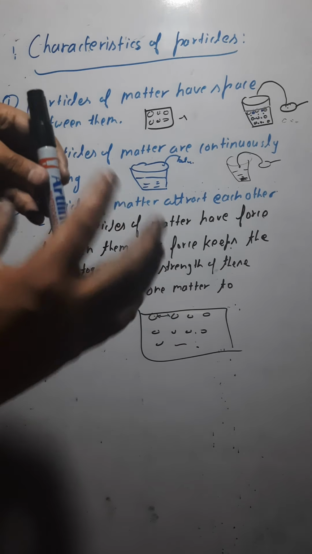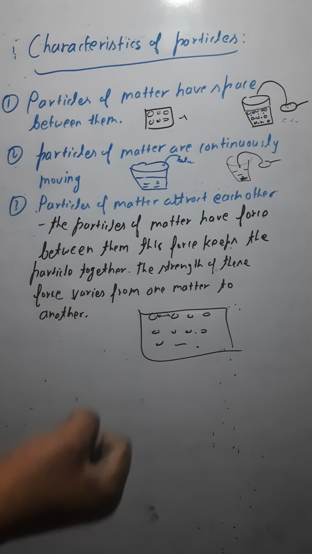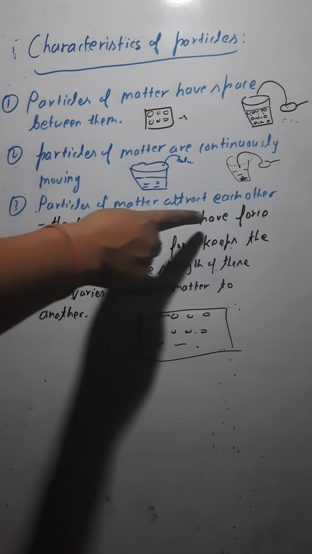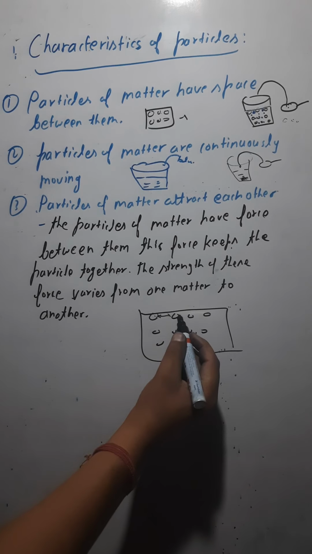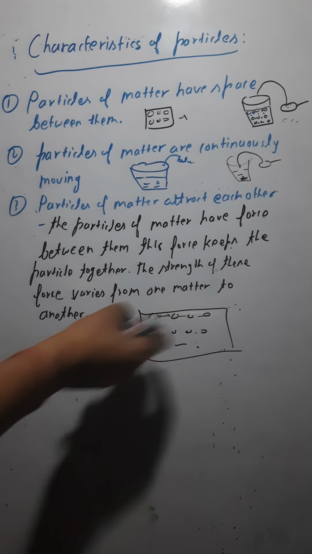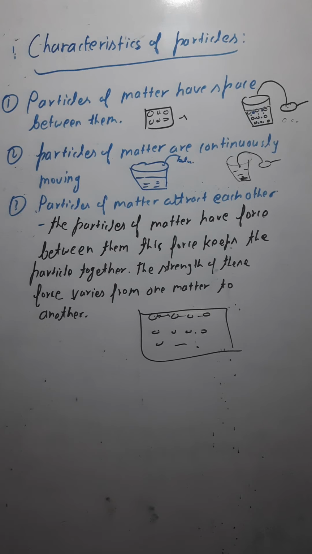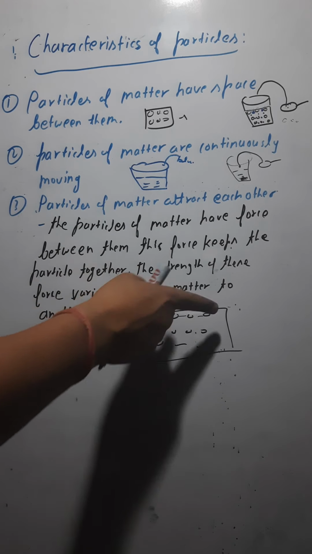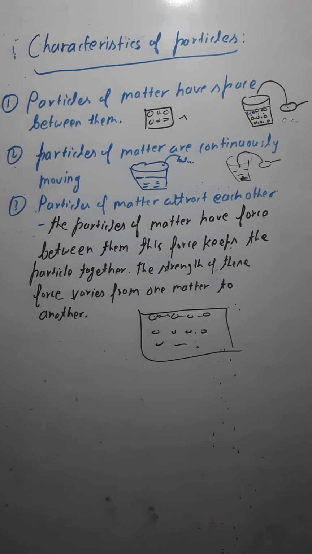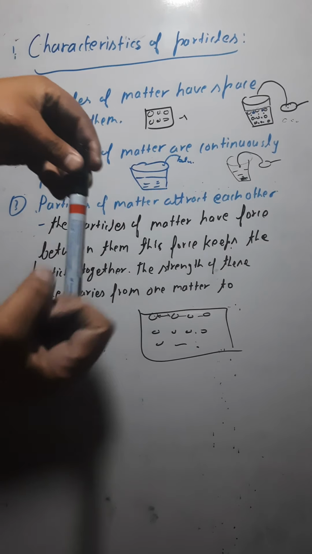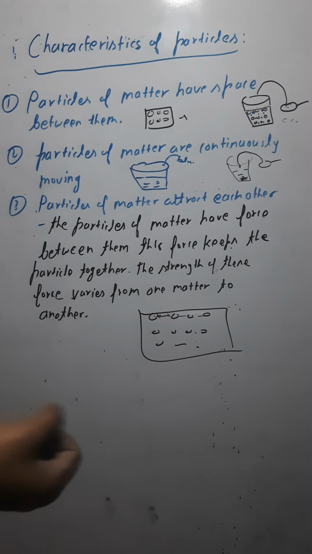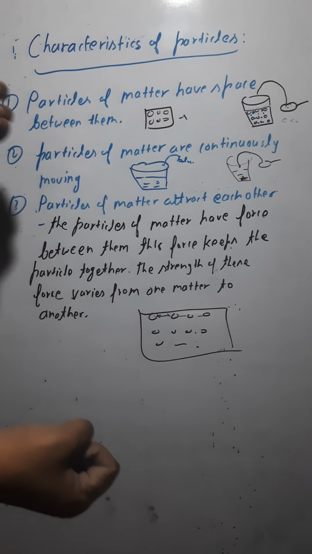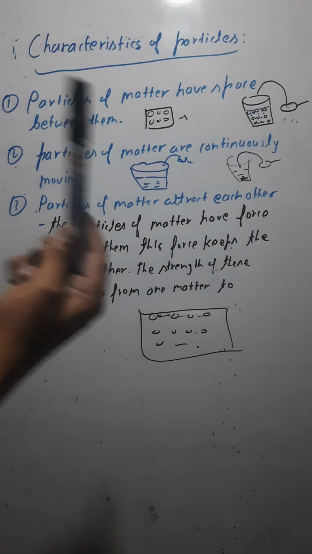So the particles of matter are attracting each other. The particles of matter have force between them. With the force they are attracting each other. The strength of this force varies from one matter to another. Like in this case, the particles are attracting each other with more strength. But in case of water, the particles have lesser strength. That is why it is liquid. That is why it is solid.